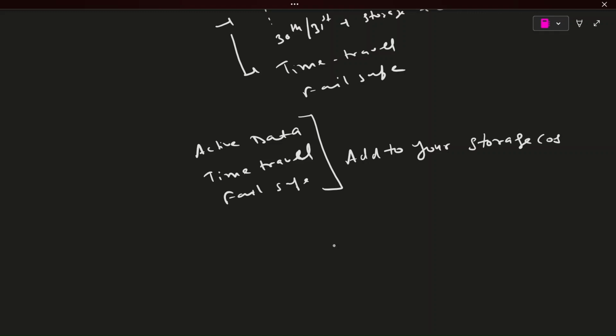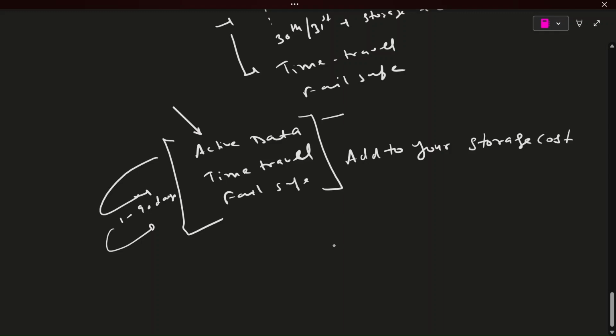Got it? Active data is what you are using, which is within the table, and you have not deleted it. Time travel is what you have deleted, and it will go to time travel for 1 to 90 days, depending on the configuration you have done. Then if you delete it from there also, it will go to fail safe. So all these three parameters add to your storage cost. Got it? And pricing we have seen.